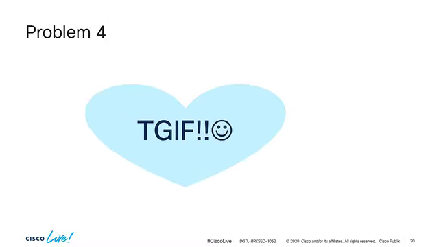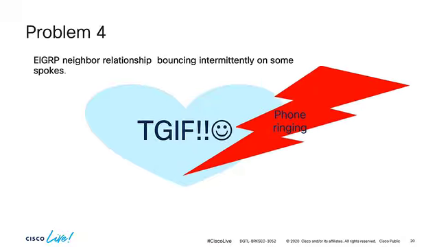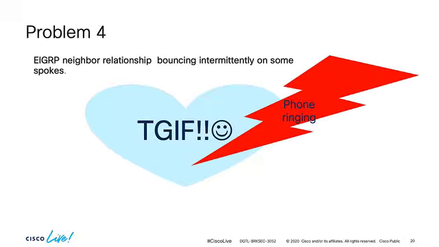Let's look at our problem 4. It's a Friday. Yes, thank God it's Friday. We are ready to get out of the door. And the phone rings and somebody says, we have EIGRP neighbor relationships bouncing intermittently on some spokes. We just fixed it on problem 3. So let's take a look and see what is happening.